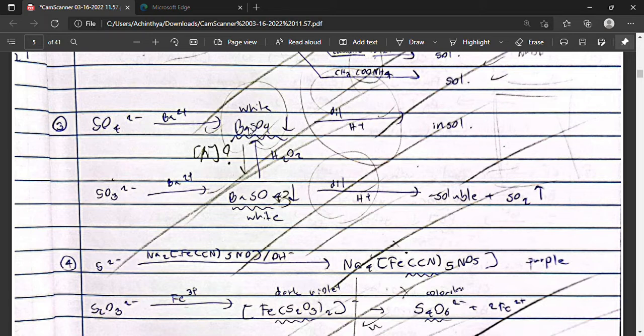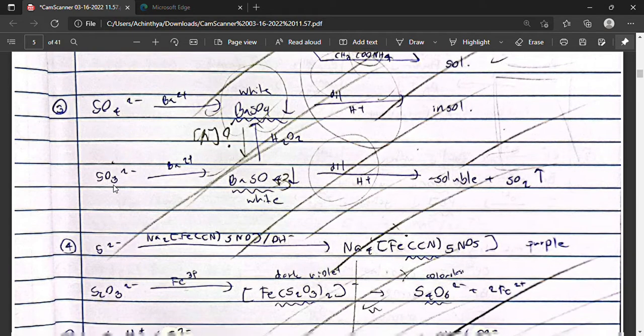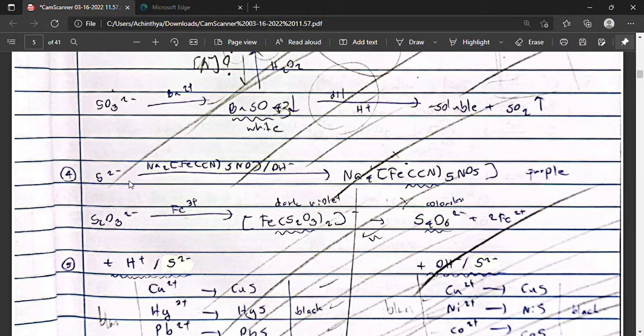Barium sulphate is insoluble in dilute acid, because sulfates are insoluble in dilute acids, while the sulphite SO3 2- is not only soluble in dilute acid but also evolves sulfur dioxide gas, because we remember that sulphites with dilute acid evolve sulfur dioxide gas. Here it is. It's a very popular scheme of differentiating between sulphate and the sulphite. Now here are some extra reactions.